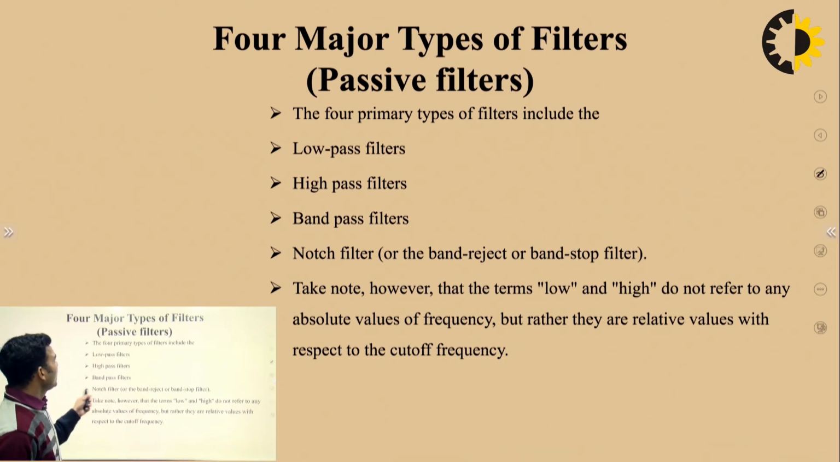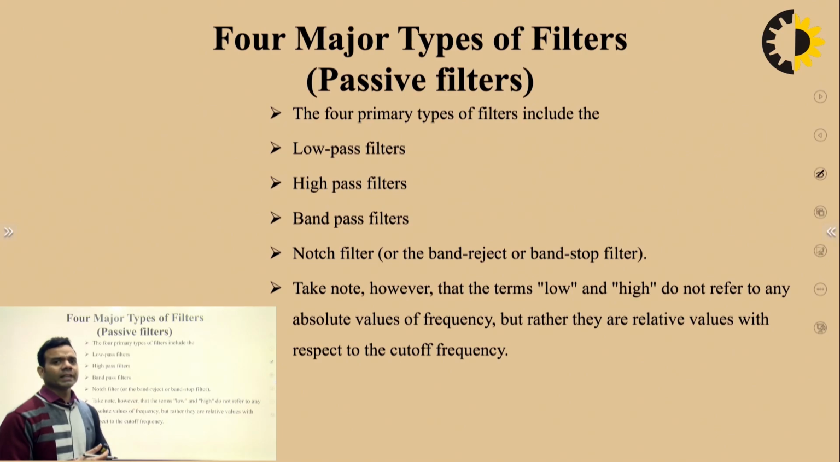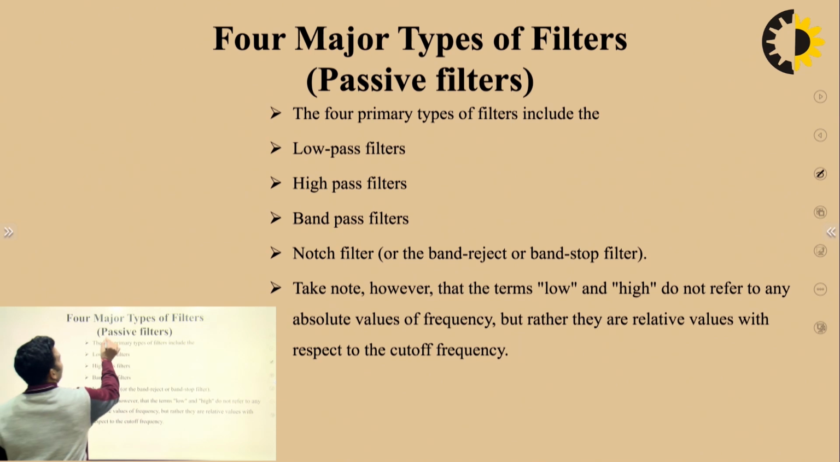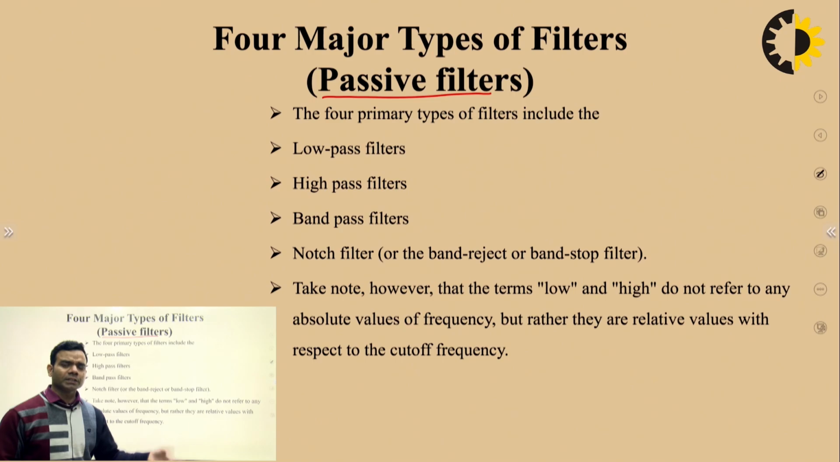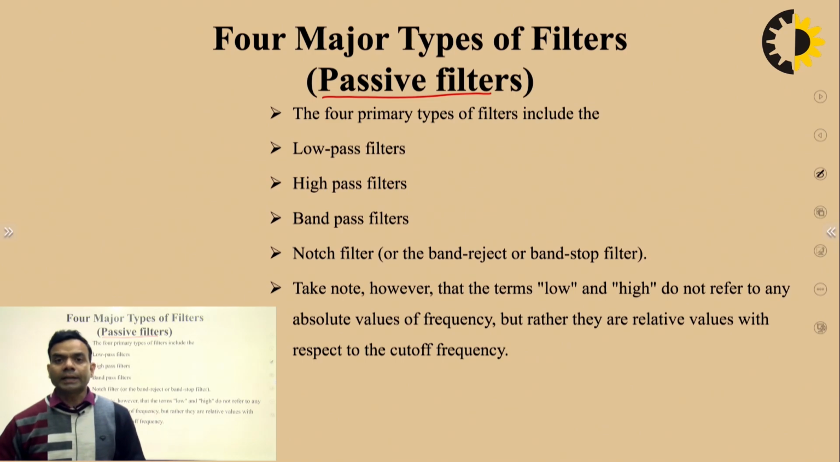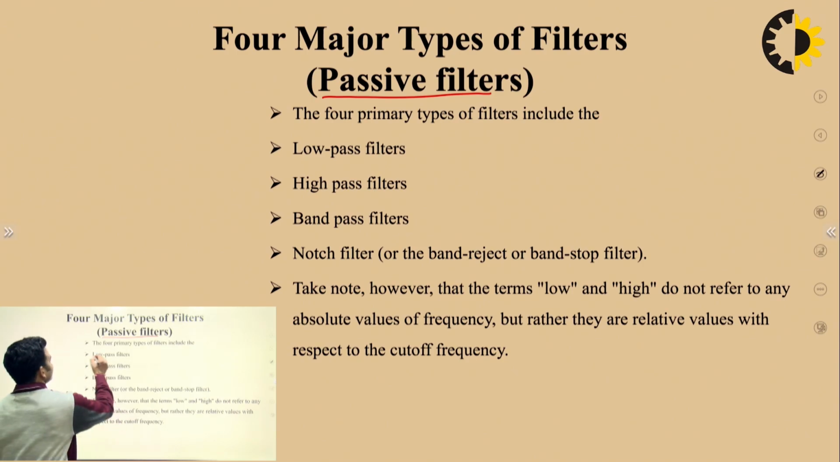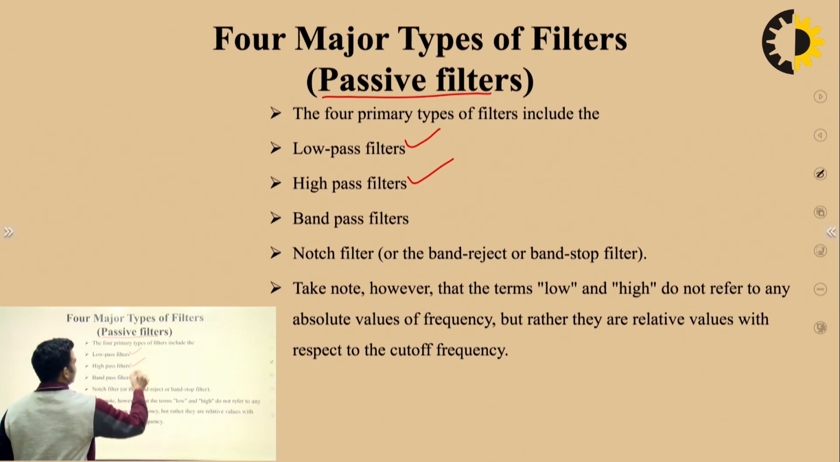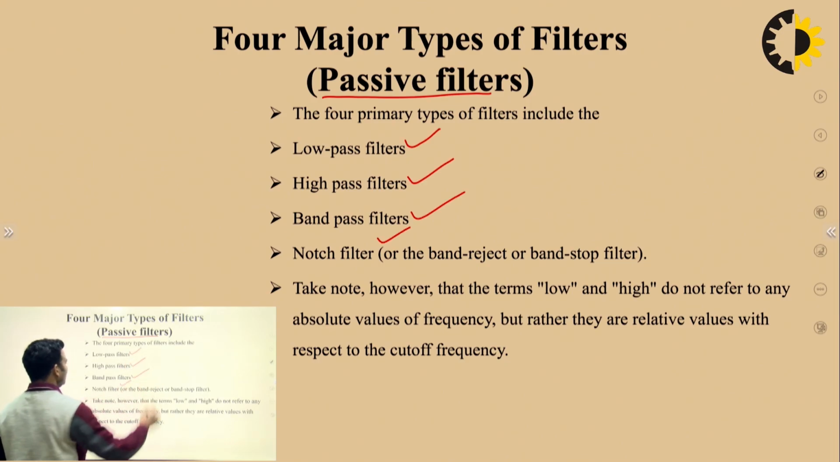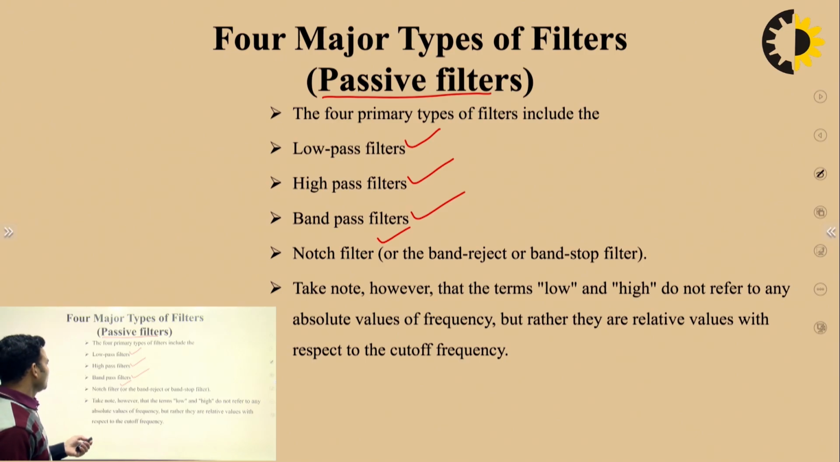Depending on the type of frequency the filter is going to pass, we can categorize filters into 4 parts. This is a categorization of passive filters. However, we can also categorize active filters in these 4 categories depending on the range of frequency the filter is going to pass. So, one is low pass filter, high pass filter, band pass filter and band reject filter or notch filter.